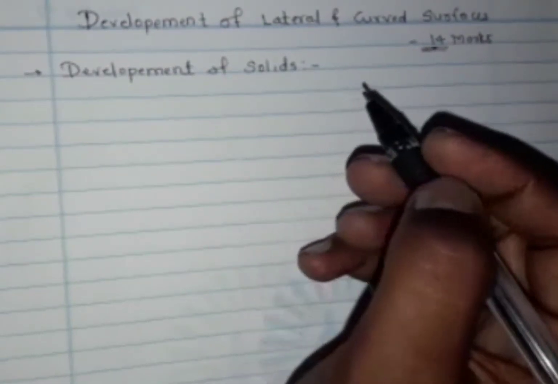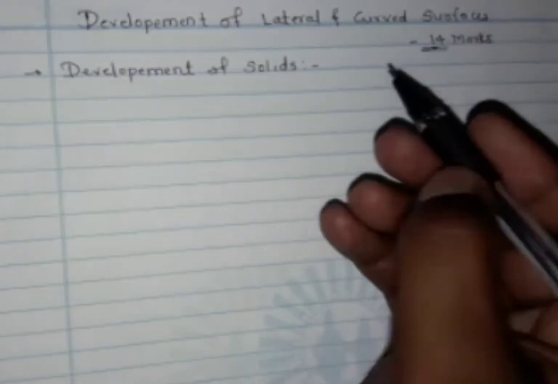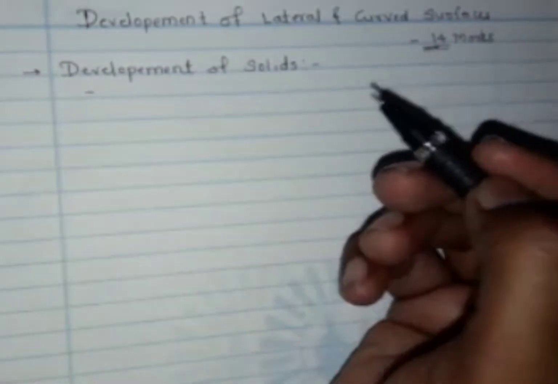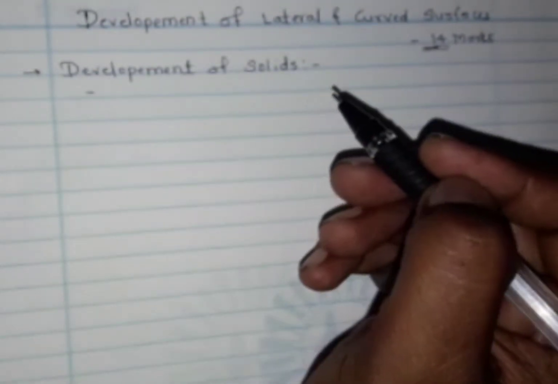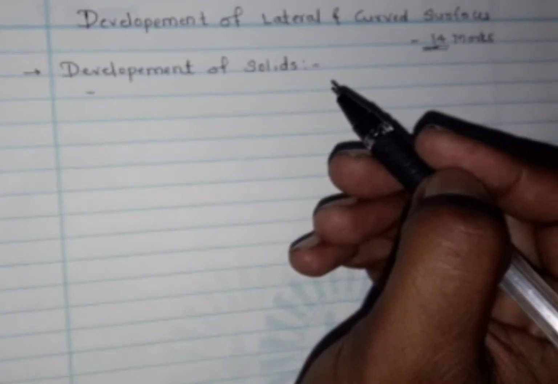Now, first of all, let us see the definition of the development of any solid. How can we define it, or what is meant by development? When all the lateral surfaces of the solid are opened out and placed in a plane, the obtained shape is the development of those lateral surfaces.